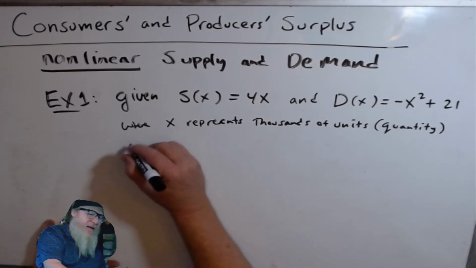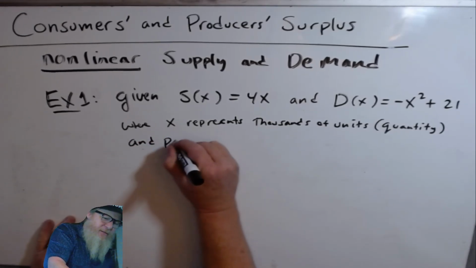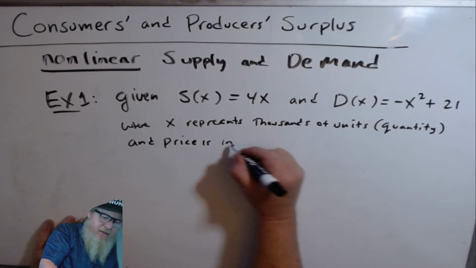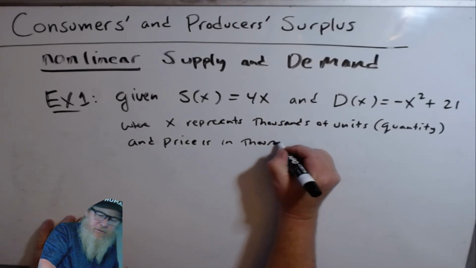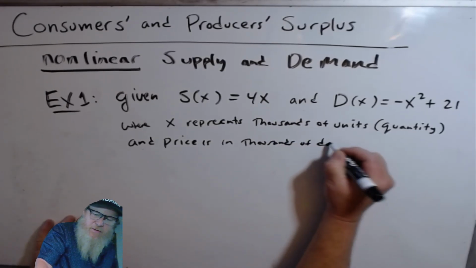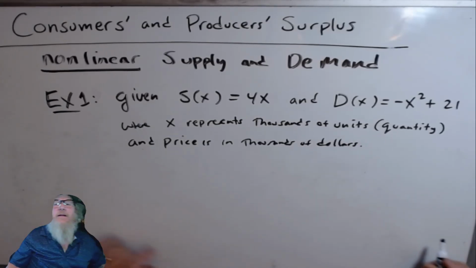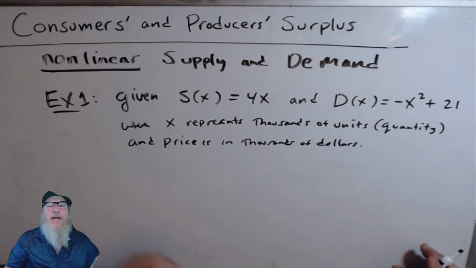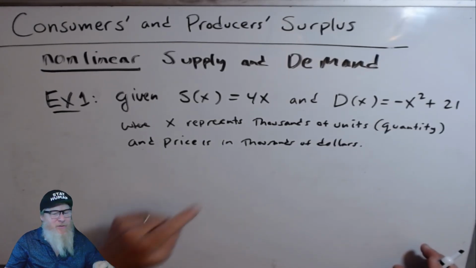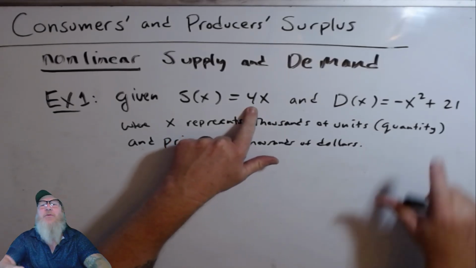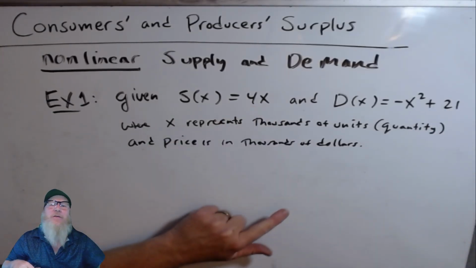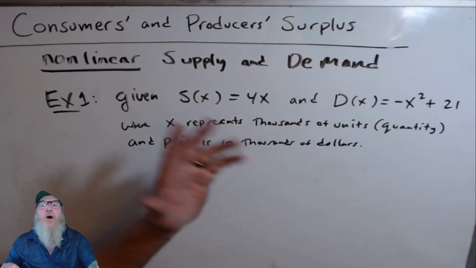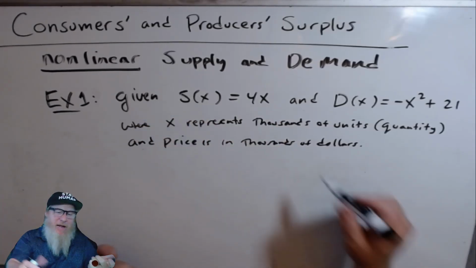Okay. And price is in thousands of dollars. I do have a version of this where x is 1 unit and p is $1, but then I'd have to make these numbers a lot larger. That would be 4,000. So for example, if x is 1, then this is 4 times 1, which looks like a 4, but it actually means 4,000.